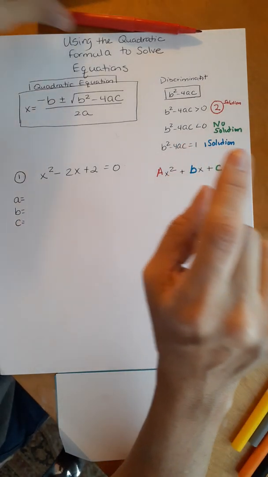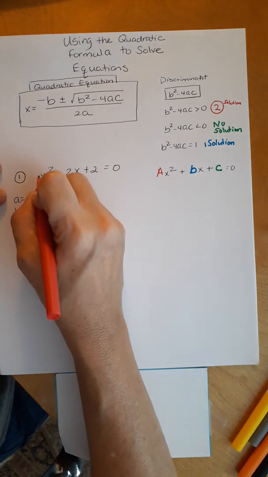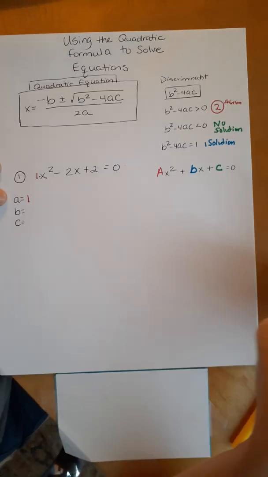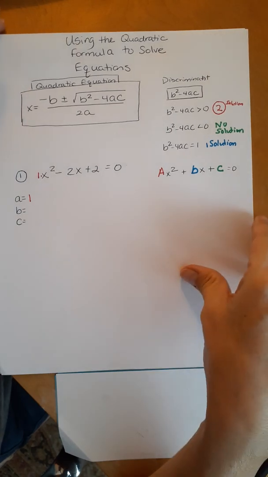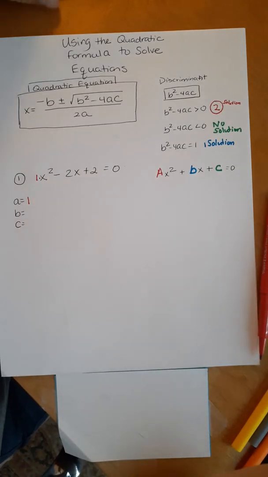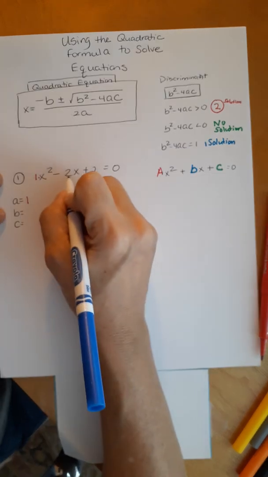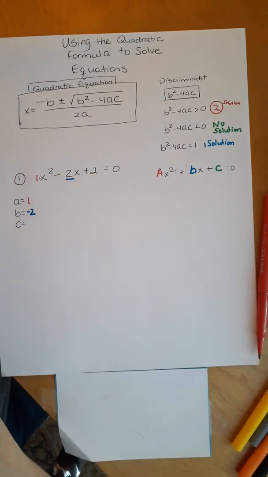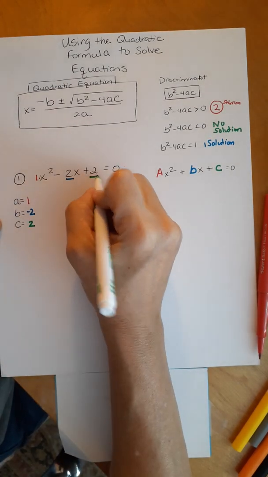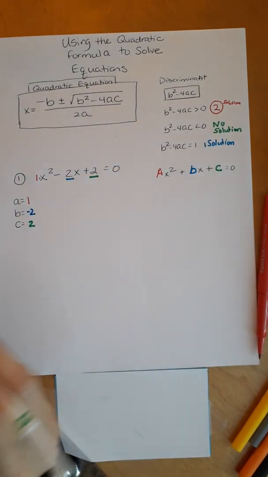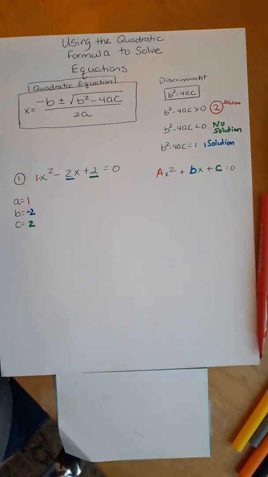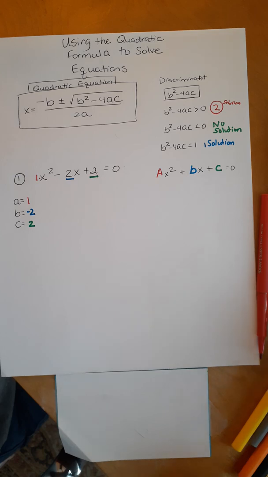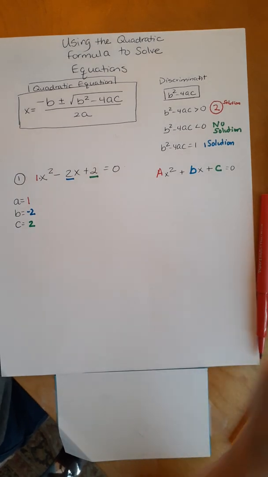Okay, so my A, I'm going to leave as red. And there's no number here, so I'm going to put a 1. That's the only number that will not change what x squared is, so we're going to put it as 1. My B is negative 2. And my C is 2. Okay, all right, cool. From here, now we're going to put it into this equation. All right, we're going to start.